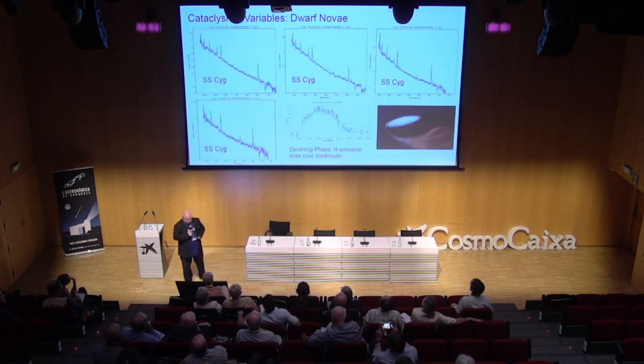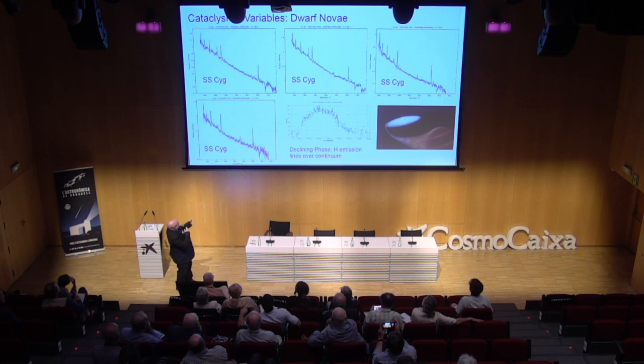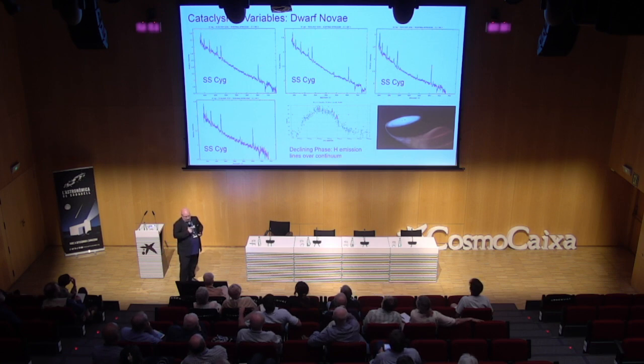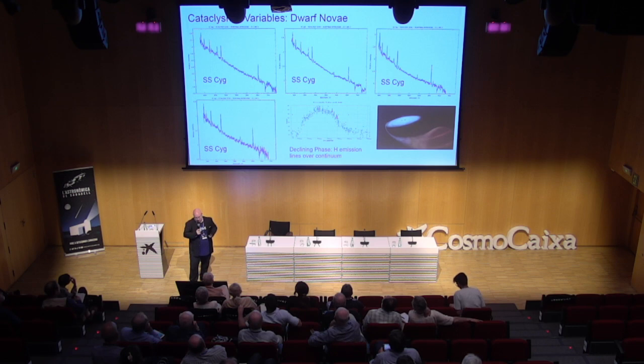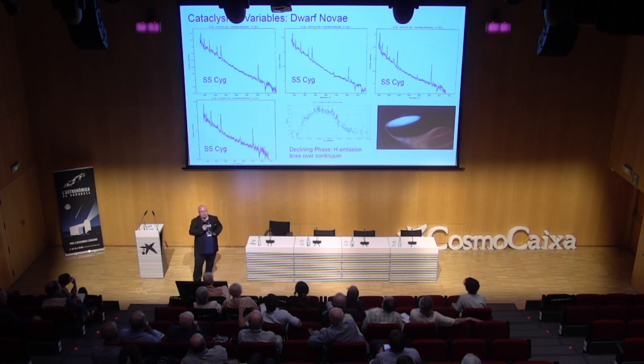It's more interesting if you take a spectrum in declining phase, when you can see these emission lines from hydrogen superposed to the continuum. But in the minimum phase, there's no possibility to take a spectrum in these times, because amateurs don't have large enough telescopes, of course.